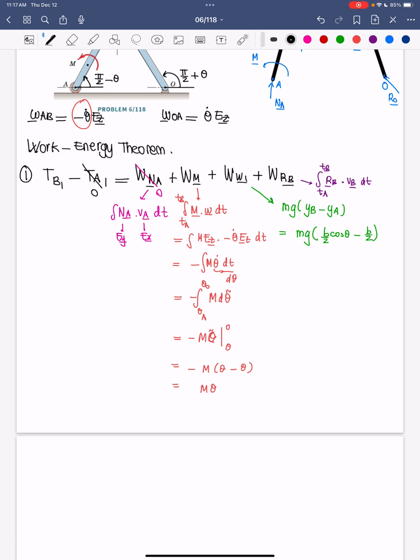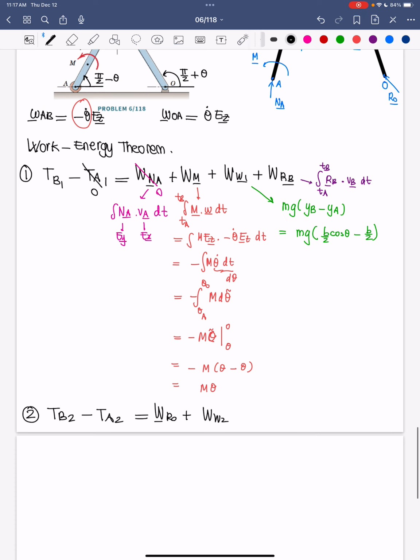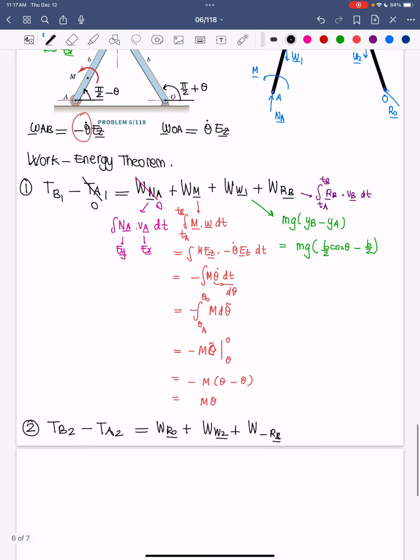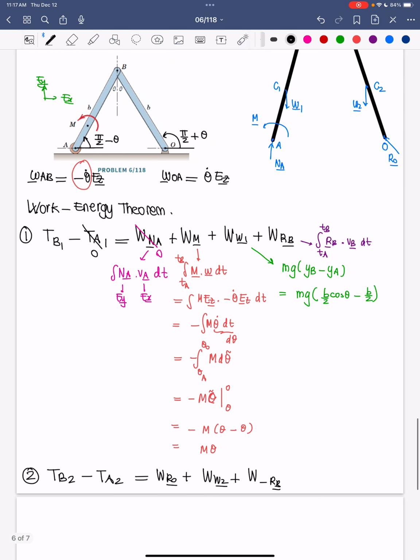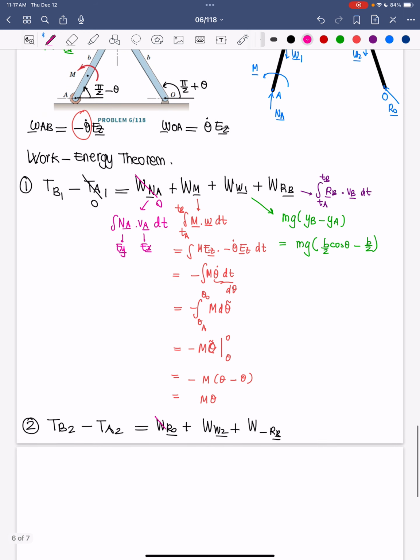the second bar. TB2 minus TA2 is equal to the work of the reaction force at O, plus the work of W2, plus the work of this minus RB force. So the work of RO is 0 for the reason that VO is 0. So that's RO dot VO, and VO is 0.